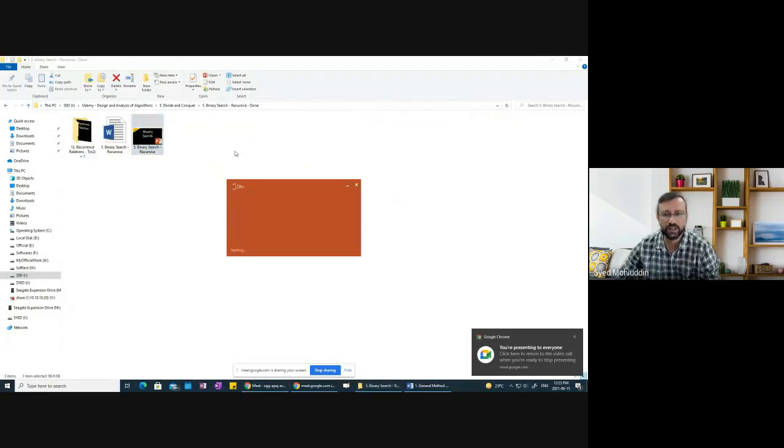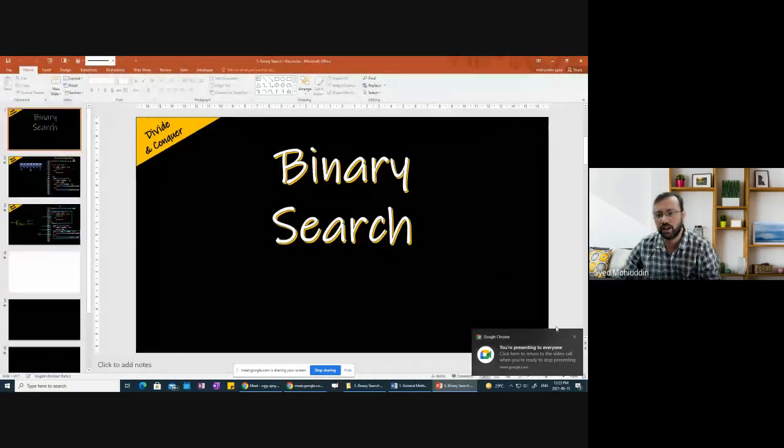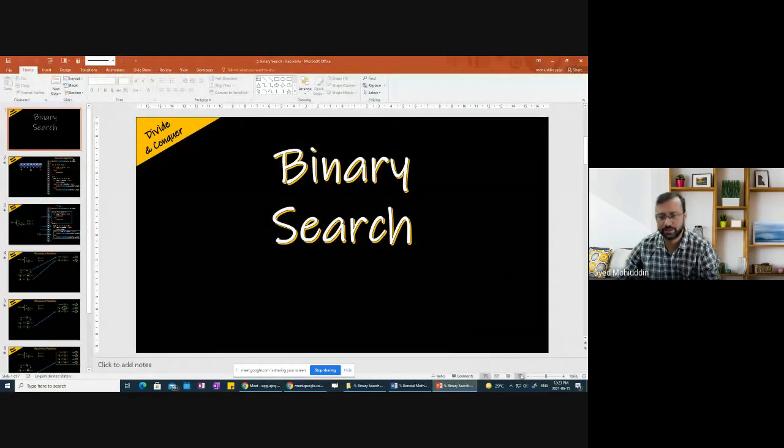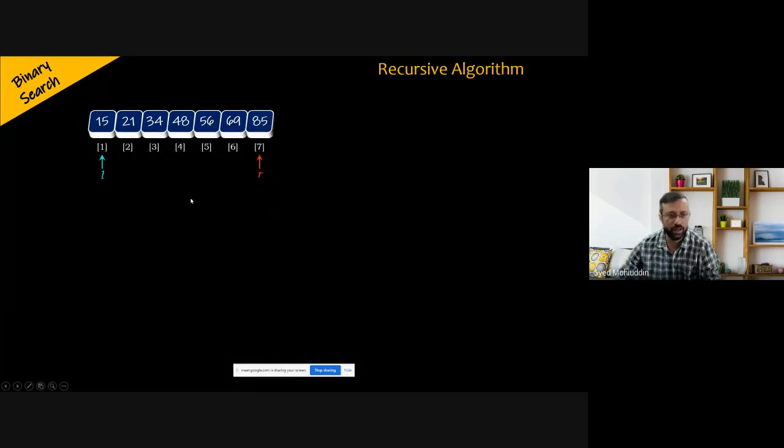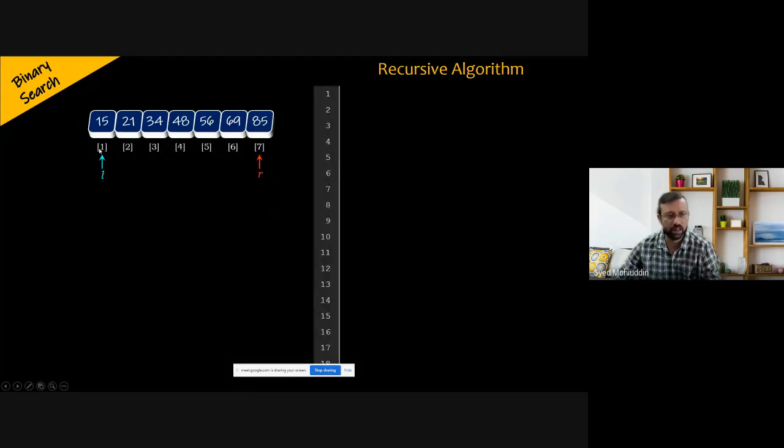Now we will look at the recursive algorithm for binary search. Obviously, you all know L and R. L is the left index, R is the right index. Let us call this binary search bin SRCH. You can use any name, it doesn't matter. Some places it's written as binary recursive or R binary search. It doesn't matter, you can use any name.